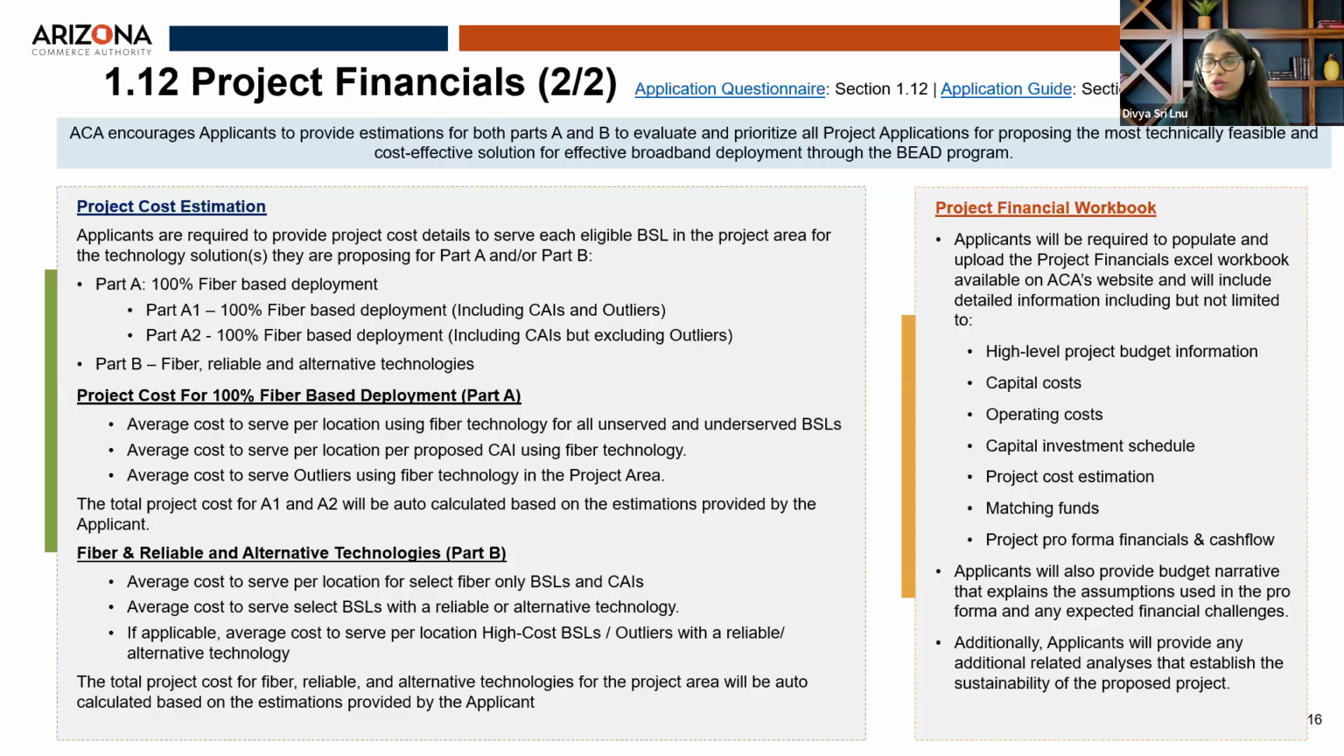Following that is the project financial workbook section. Based on all these inputs that the applicants provide, they'll also be required to download a workbook template that will be available on the portal and include all project-related financial information, not limited to budget information, cost estimation, matching funds, and pro forma financials and cash flow. Based on those inputs provided, there will also be a narrative section where the applicants will describe the assumptions and how they plan to include any sustainability analysis within the financial inputs provided.